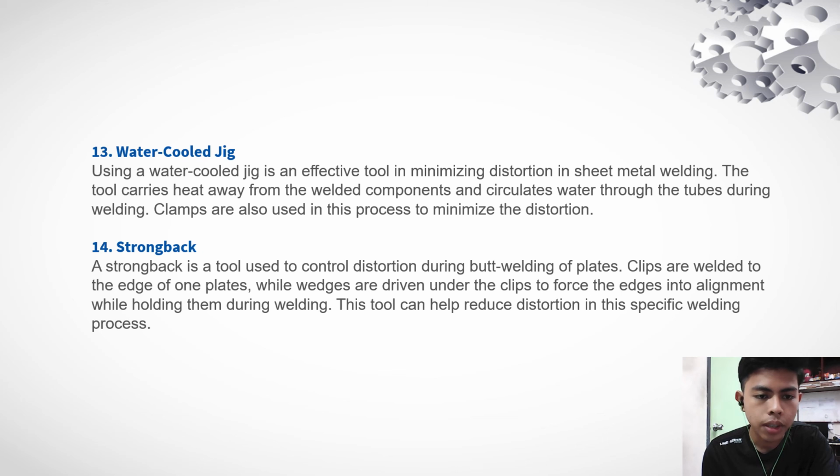And 13, water-cooled jig. Using a water-cooled jig is an effective tool in minimizing distortion in sheet metal welding. And last sekali, strongback. A strongback is a tool used to control distortion during butt welding of plate. Clips are welded to the edge of one plate, while wedges are driven under the clip to force the edge into alignment while holding them during welding. This tool can help reduce distortion in this specific welding process.